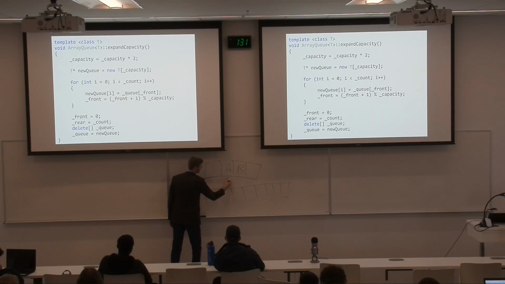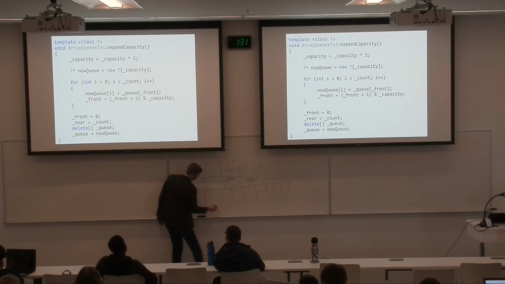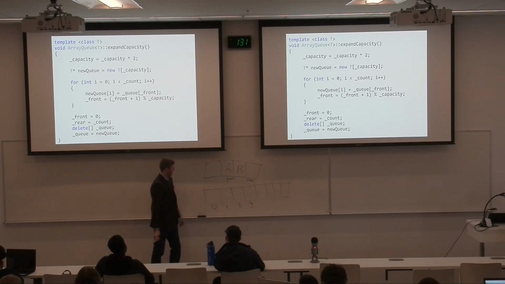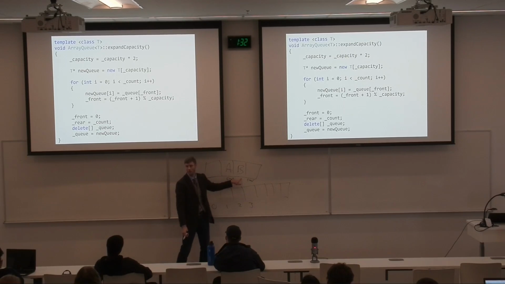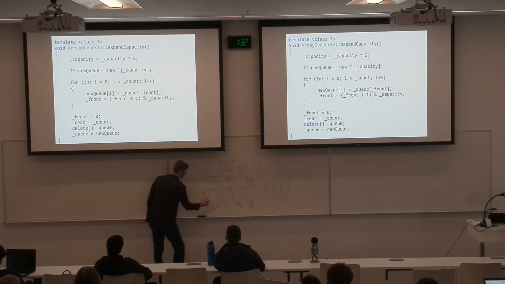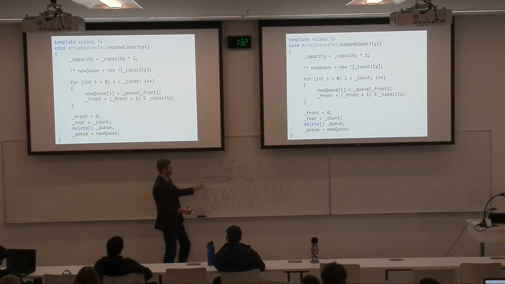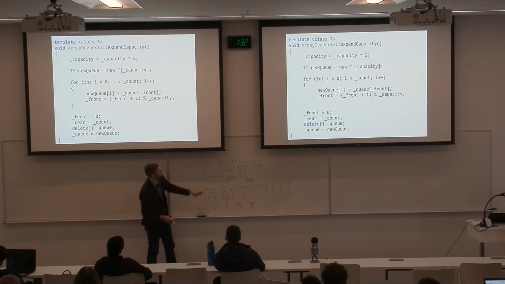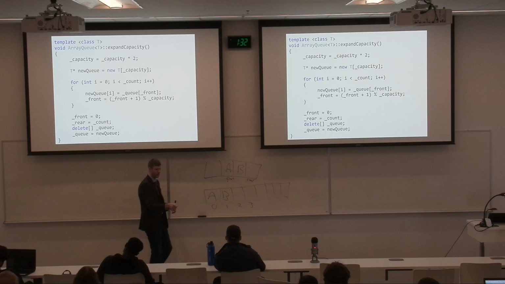So this is front. This is rear, the next available spot. When I'm copying over, and of course this is 0, 1, 2, 3. I want to put at 0, what's at front? I want to put at 0 plus 1, what's at front plus 1? And so on and so on until I'm done. So this will become A, this will become B, and then after that loop, that's where I'm saying, okay, front, you're not 1 anymore, you're 0. Rear, you're going to be whatever count is, which is 2. So 2 is the next available spot. Does that help? Yeah? Okay.